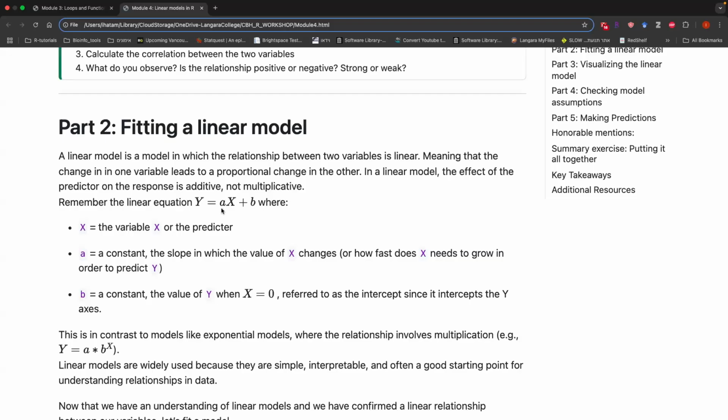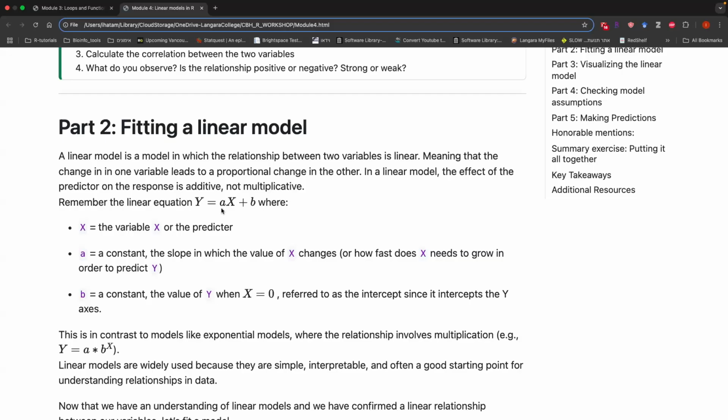A is a constant. That's the slope: the rate at which X changes, or how fast X needs to grow in order to predict Y. B is also a constant. B is the value of Y when X equals 0, therefore AX will also equal 0. So if AX equals 0, then that basically just gives me the value of Y.